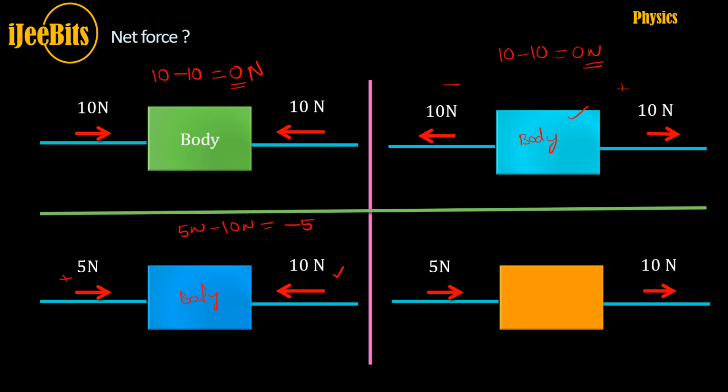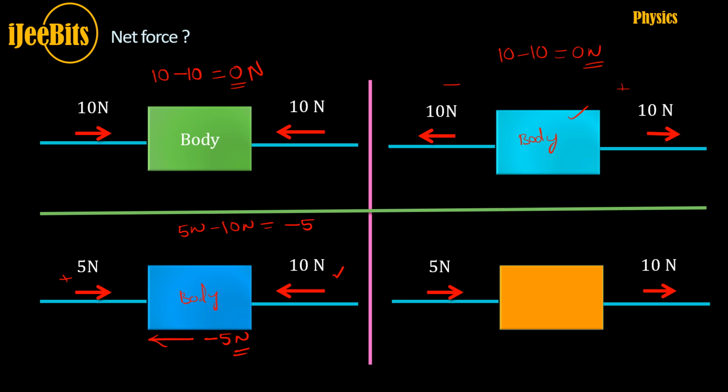That means the net force applied on the body is towards the left side. So 5 newtons, that's the net force. You see, the simple algebraic math is what we are using here.